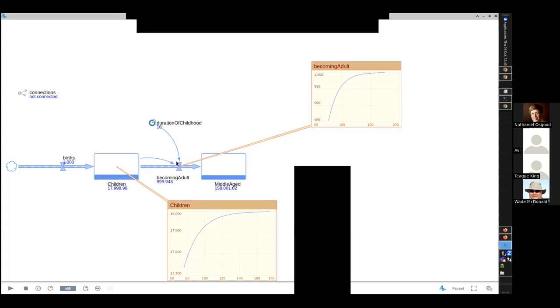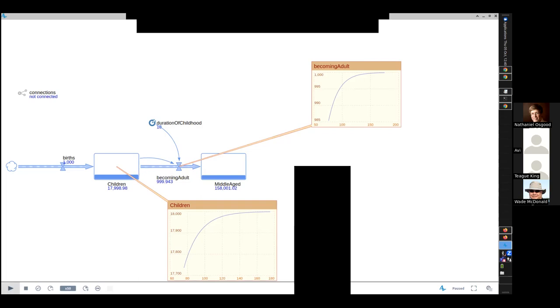Is this first link positive or negative? As children goes up, does becoming an adult go up or down compared to the value it otherwise would have had, all things being equal? Positive. As the rate of becoming adult goes up, does it increase or decrease children compared to the value it otherwise would have had, all things being equal? Decrease. So is that a positive or a negative feedback loop? Negative feedback loop. It is a regulatory loop. It lends itself to stability. Does it not?